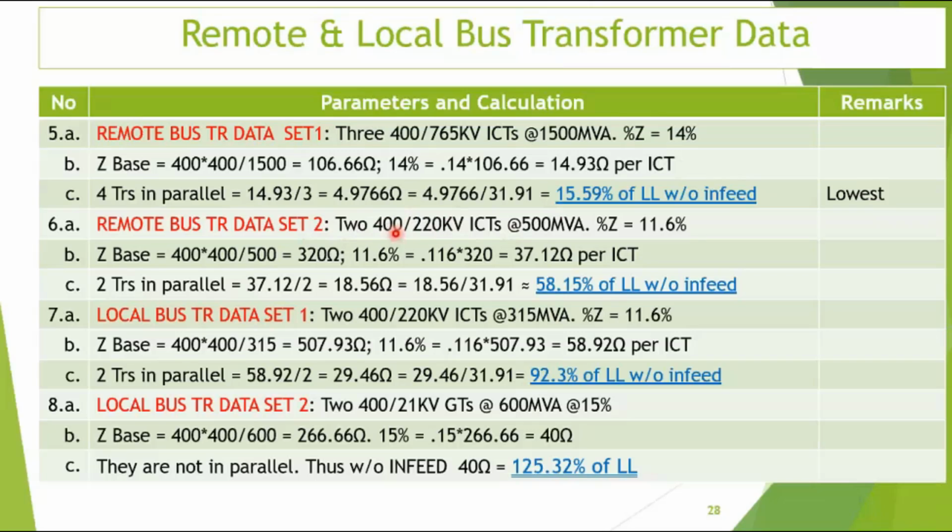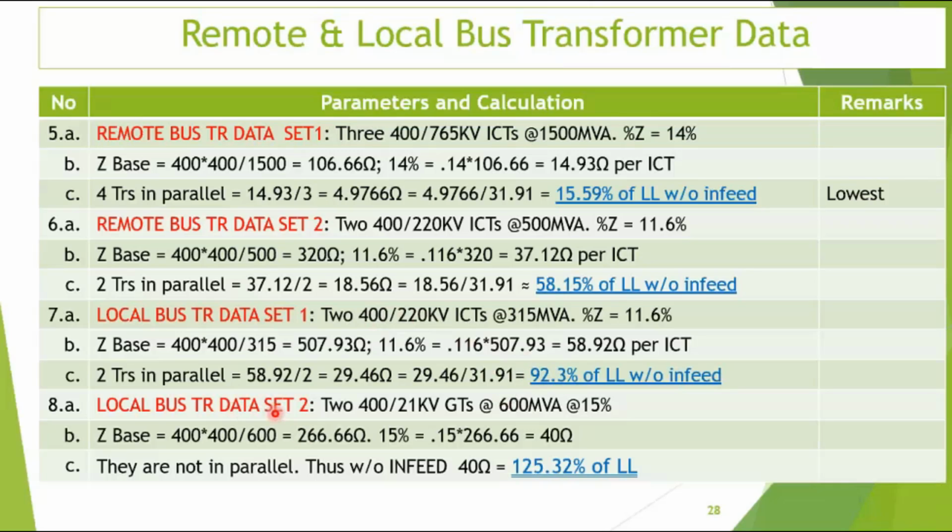So 220 by 400 by 220 ICT is 500 MVA. Similarly, this will come the same way, 58.15% of line length without infeed. Local bus also we do. We had 2 400 by 220 kV ICTs. So there we do this, 92% of line length without infeed.